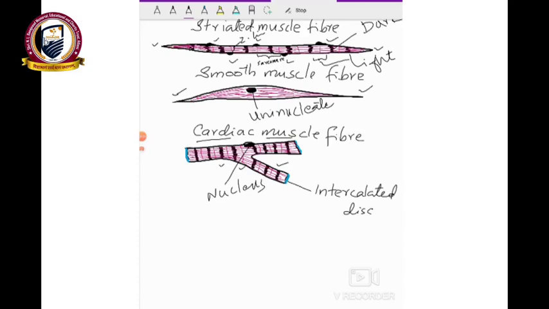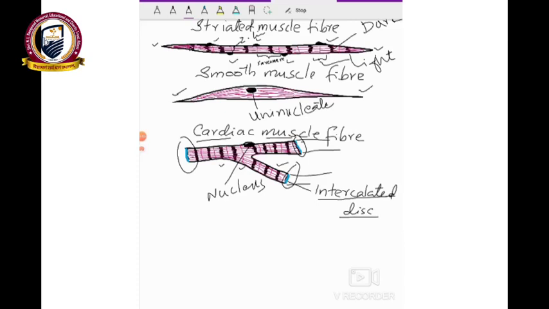As you can see here, this is the branch, and at the ends of the muscle fiber, this end, this end, and this end, you have intercalated discs here. So intercalated discs help in bringing about connection between different cardiac muscle fibers. That means from here another cardiac muscle fiber starts, and from here another one. So they are interconnected, and these intercalated discs have gap junctions through which the ions can move from one cardiac muscle to another cardiac muscle.